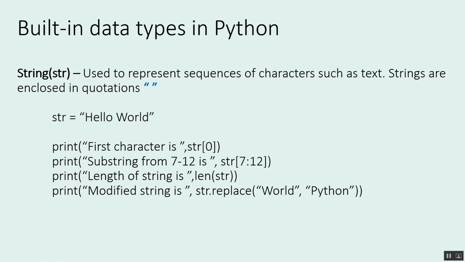Another one is a string. It is used to represent sequences of characters such as text. Strings are enclosed in quotations. If you want to represent text, you have to enclose it inside double quotation marks. Say, for example, we have a str variable, and we assign the value hello world to it. You have to enclose it in double quotation. As you can see here, we have different operations.